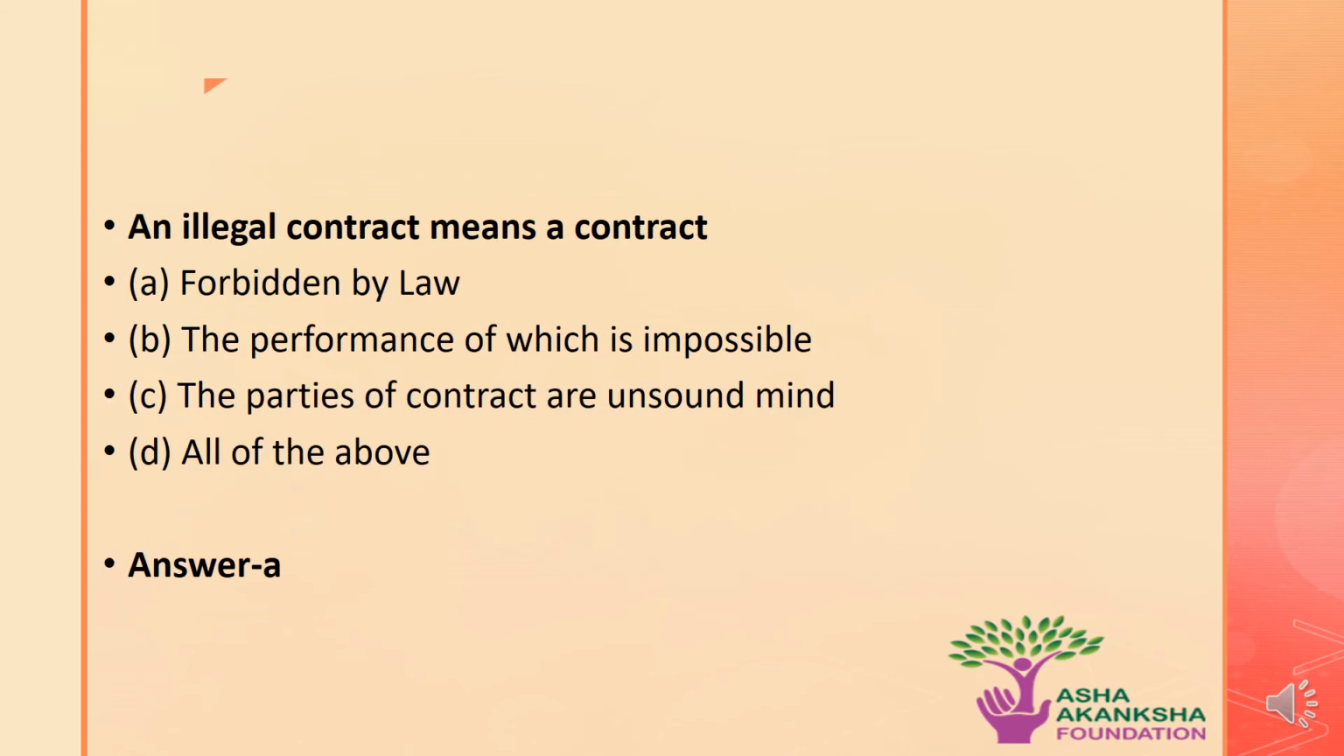The next question is: an illegal contract means a contract A. Forbidden by law, B. The performance of which is impossible, C. The parties of a contract are unsound mind, or D. All of the above. The correct answer to this question is option A. That is, an illegal contract is a contract which is forbidden by law.